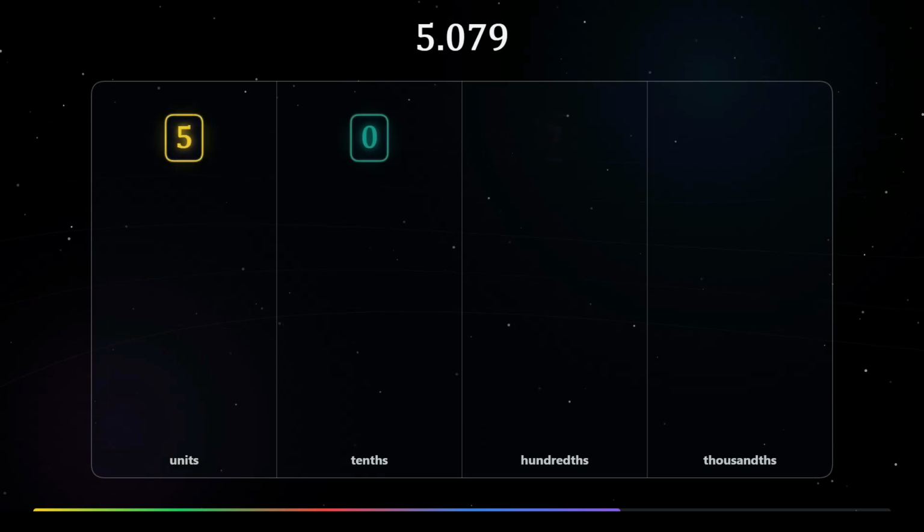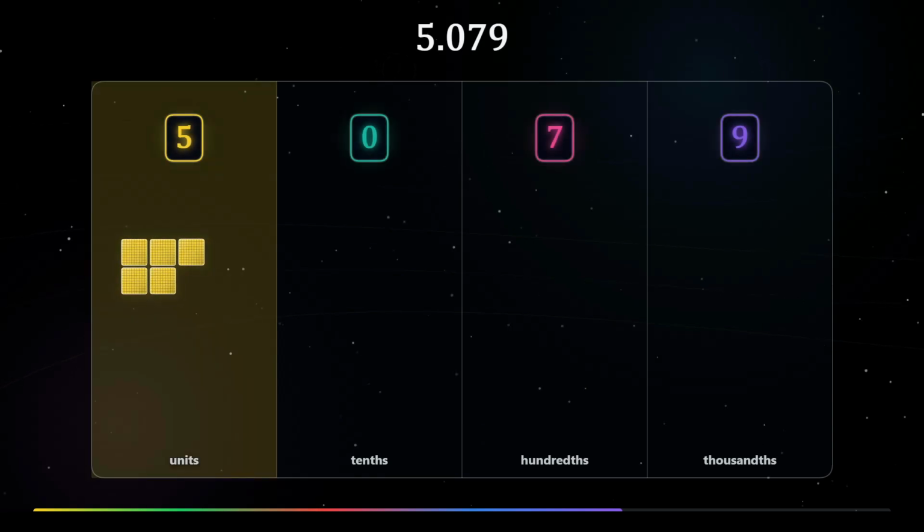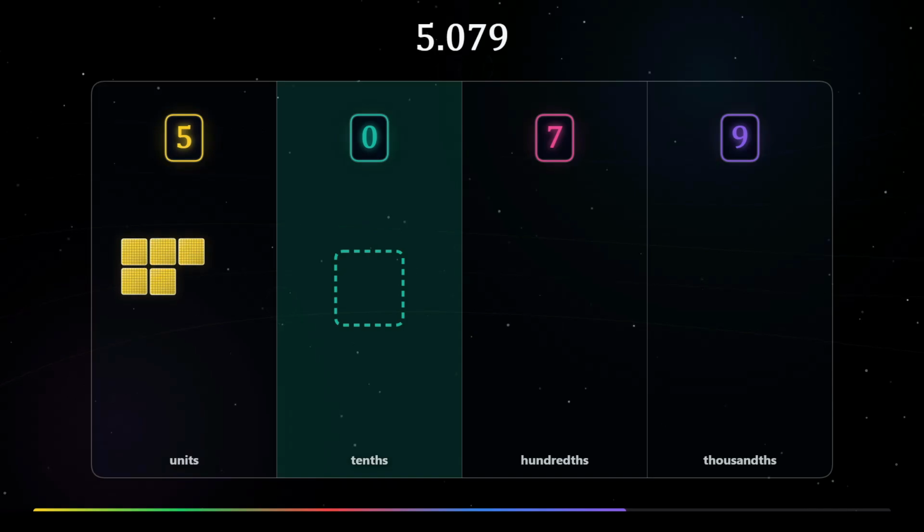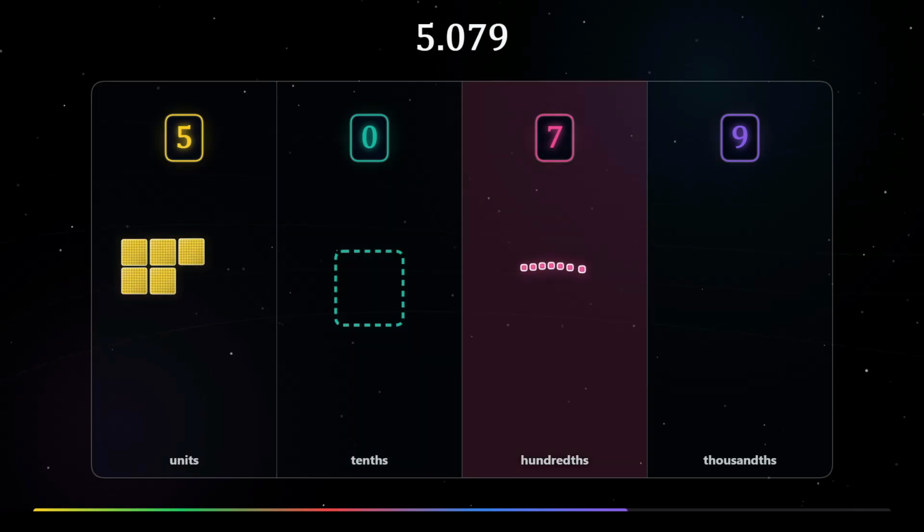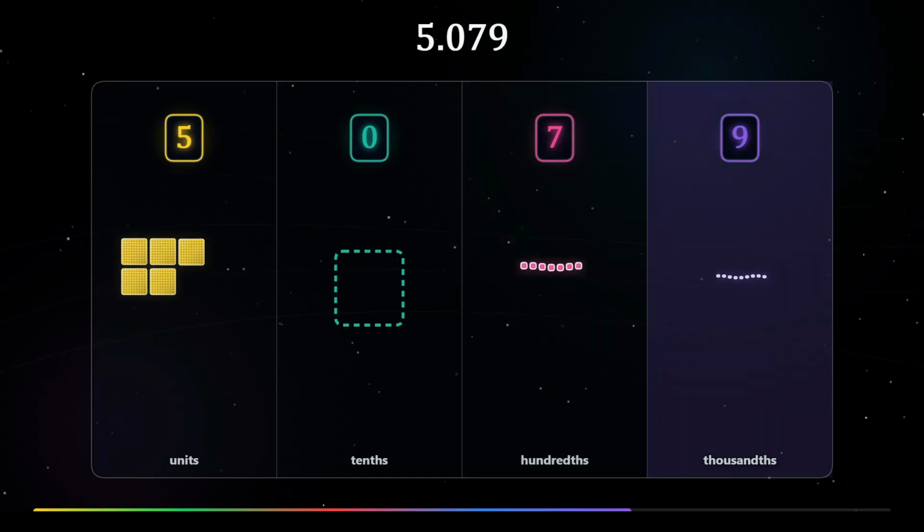Now look at 5.079. The 5 is in the units place, so use 5 whole blocks. The 0 is in the tenths place, so there are no tenth strips. The 7 is in the hundredths place, so use 7 hundredth squares. The 9 is in the thousandths place, so use 9 thousandth pieces.